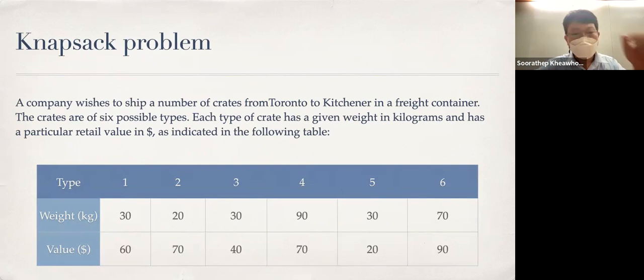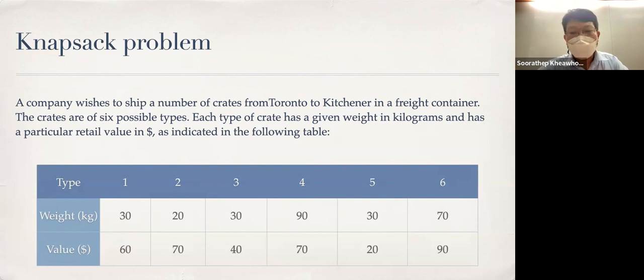When we look at the knapsack problem, for example, we look at this problem. A company wishes to ship a number of crates from Toronto to Kitchener. You don't have to know it's Toronto and Kitchener, it's somewhere on earth. The crates are shipped in a freight container, and the crates are of 6 possible types.